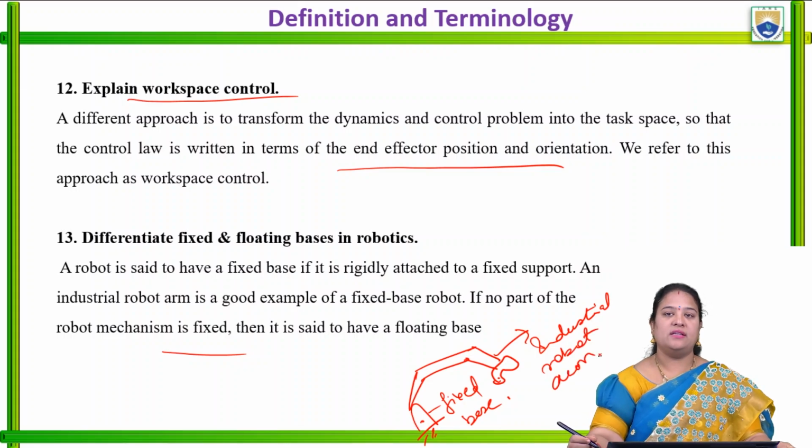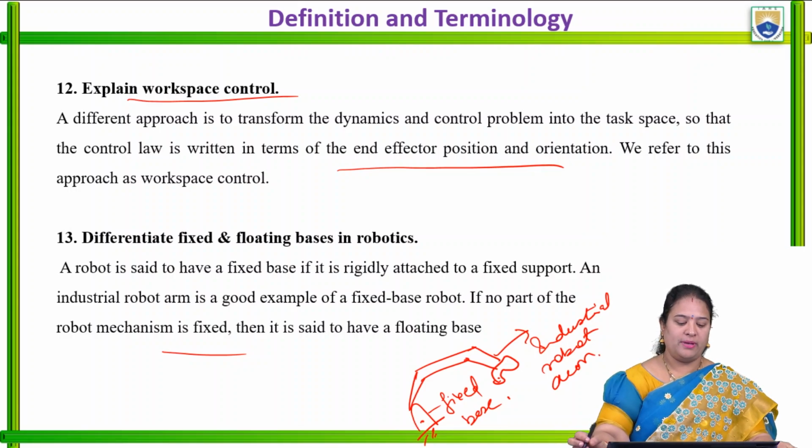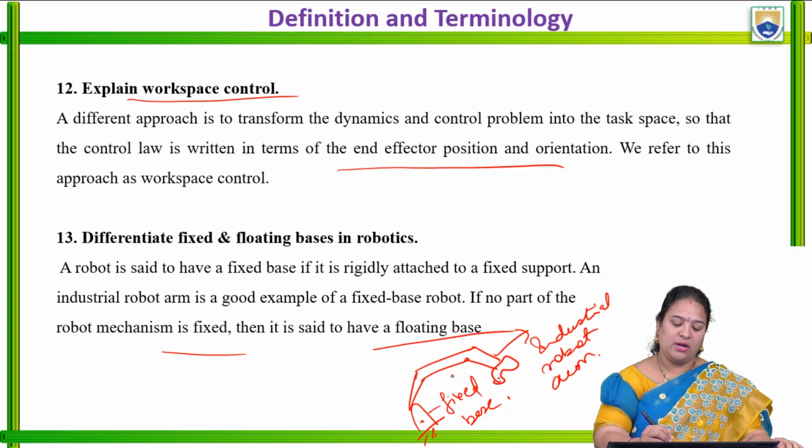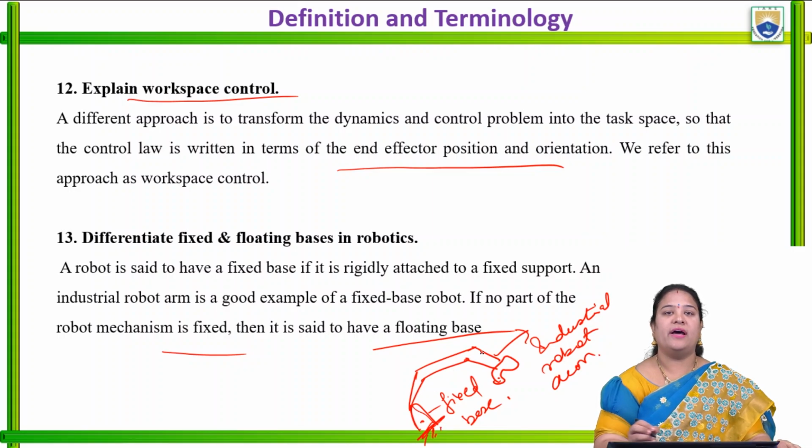Right? This is the industrial robot arm, which is the best example of the fixed base. If no part of the robot mechanism is fixed, then it is known as the floating base. If no part of the robot is fixed at one end, then it is called a floating base.